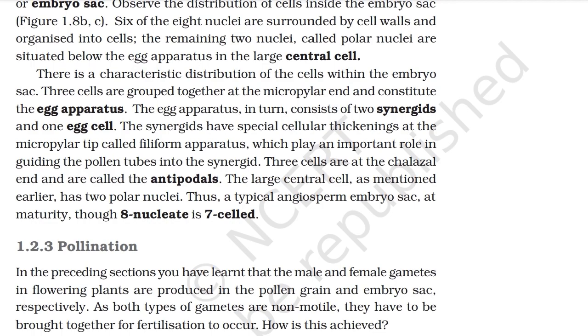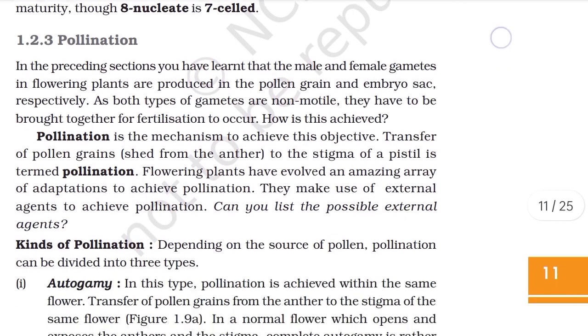Three cells are at the chalazal end and are called antipodals. The large central cell, as mentioned earlier, has two polar nuclei. Thus, a typical angiosperm embryo sac at maturity, though 8-nucleate, is 7-celled.